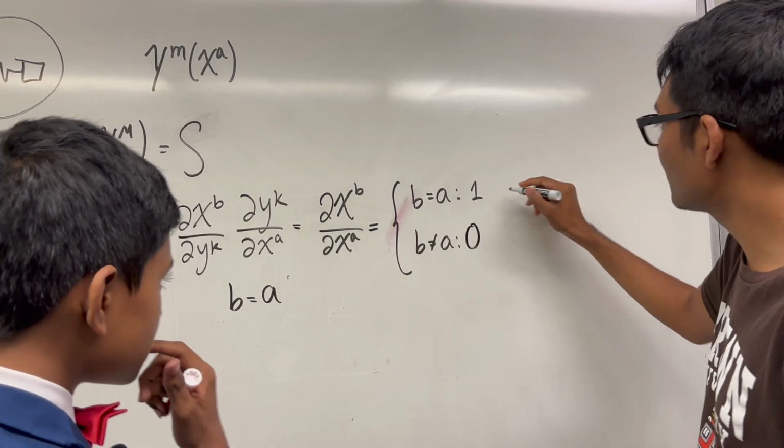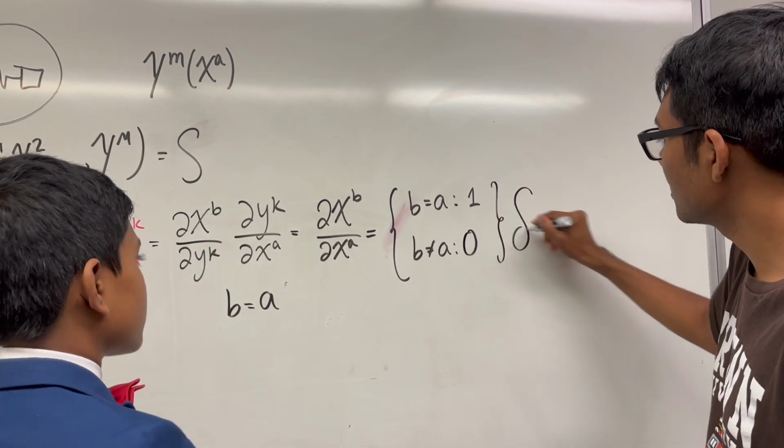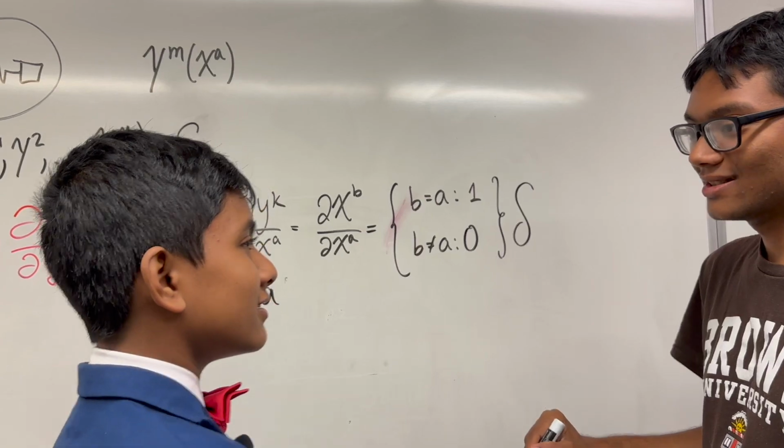So the way we express this is using the Kronecker delta. Jinx!